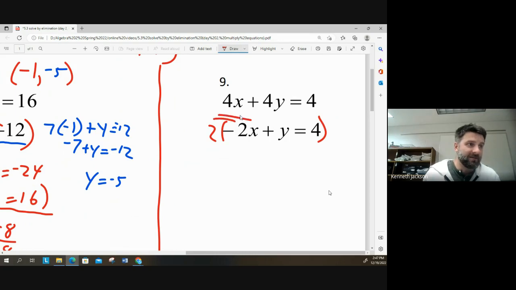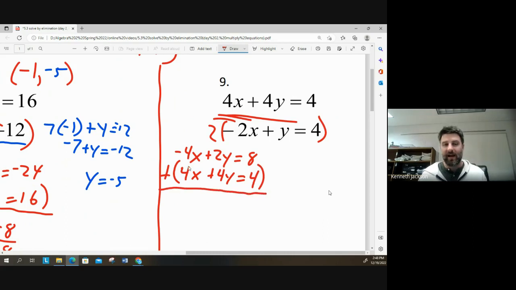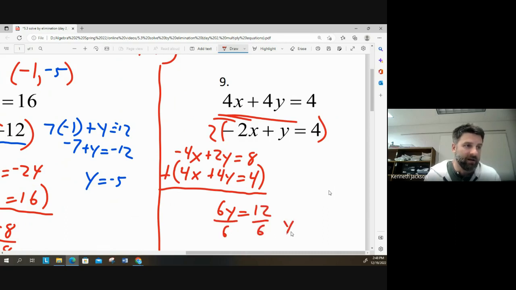So if I take this negative 2 and multiply it through, that's negative 4x plus 2y equal 8. I'm going to take my top equation and copy it down. 4x plus 4y equal 4. From here, now that my x's are the same, I'm going to add these equations. It's not that we always add, it just happens that we add on these three examples. I'm adding because negative 4 plus 4 is 0. 2y plus 4y is 6y, and 8 plus 4 is 12. To get rid of a times 6, I can divide. That's y equal 2.